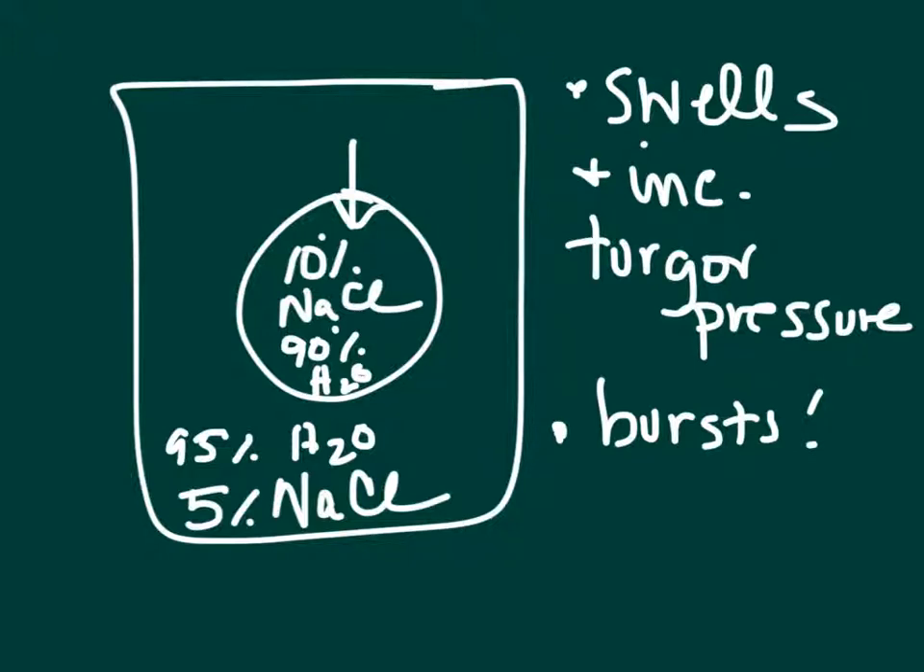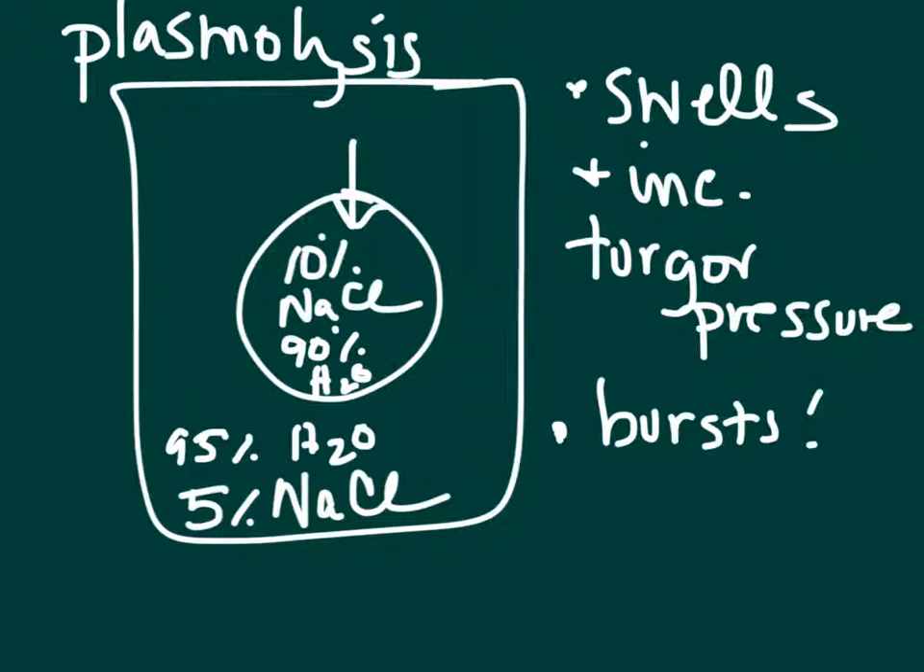This process of water moving in and out is affecting the amount of cytoplasm, right? So cytoplasm is what there's going to be more or less of in volume based on what moves in and out. So we call this plasmolysis. Plasmolysis: plasm, right? Cytoplasm. Lysis, to cut.